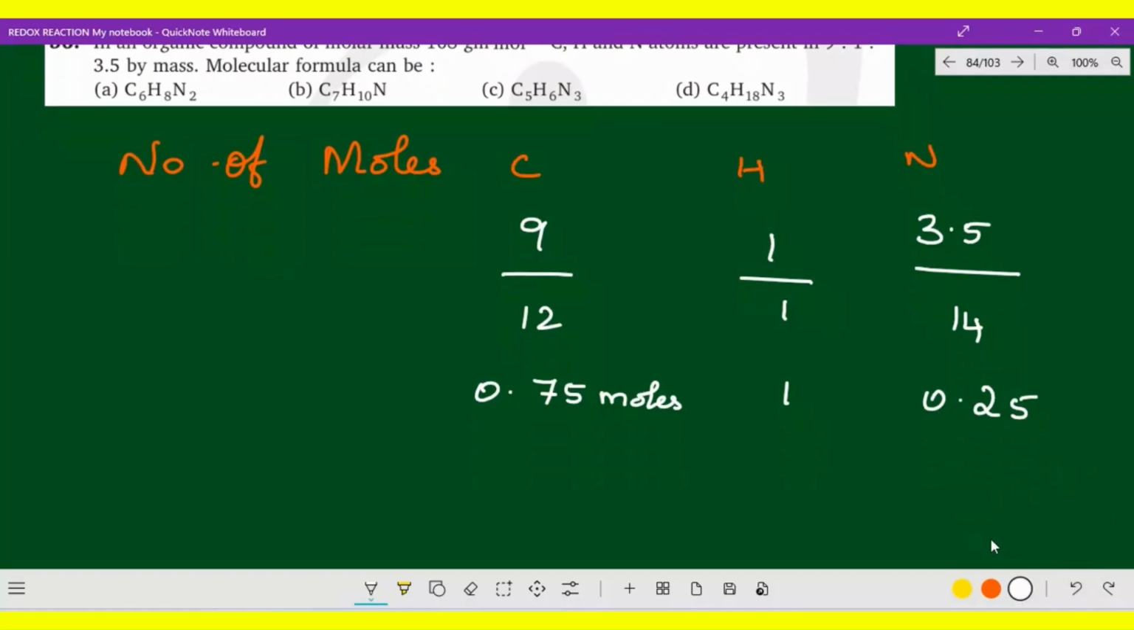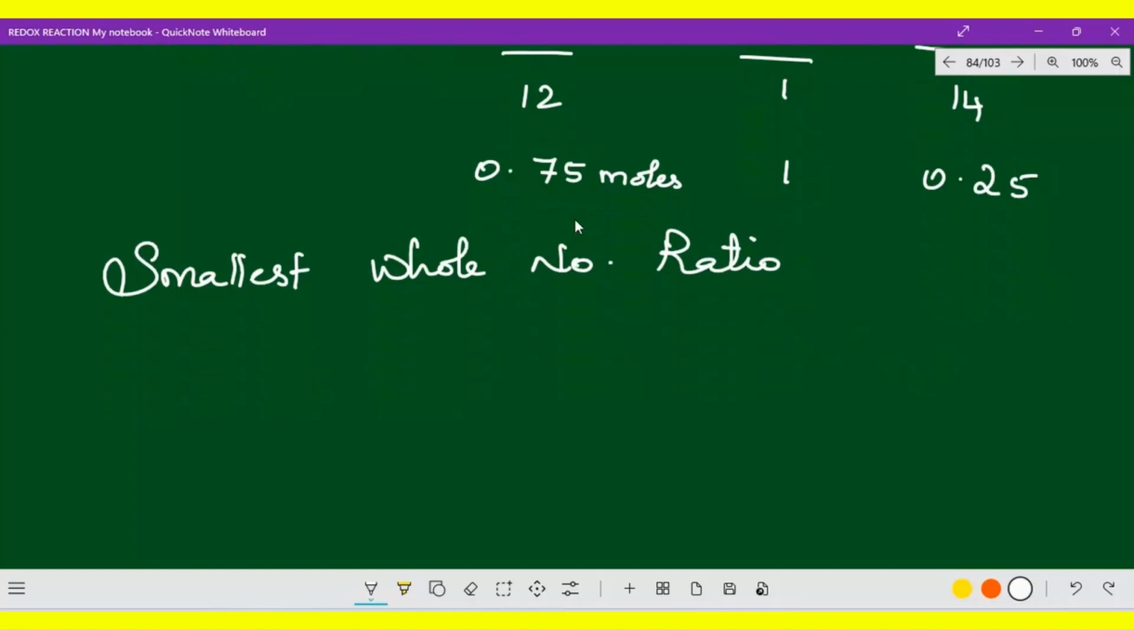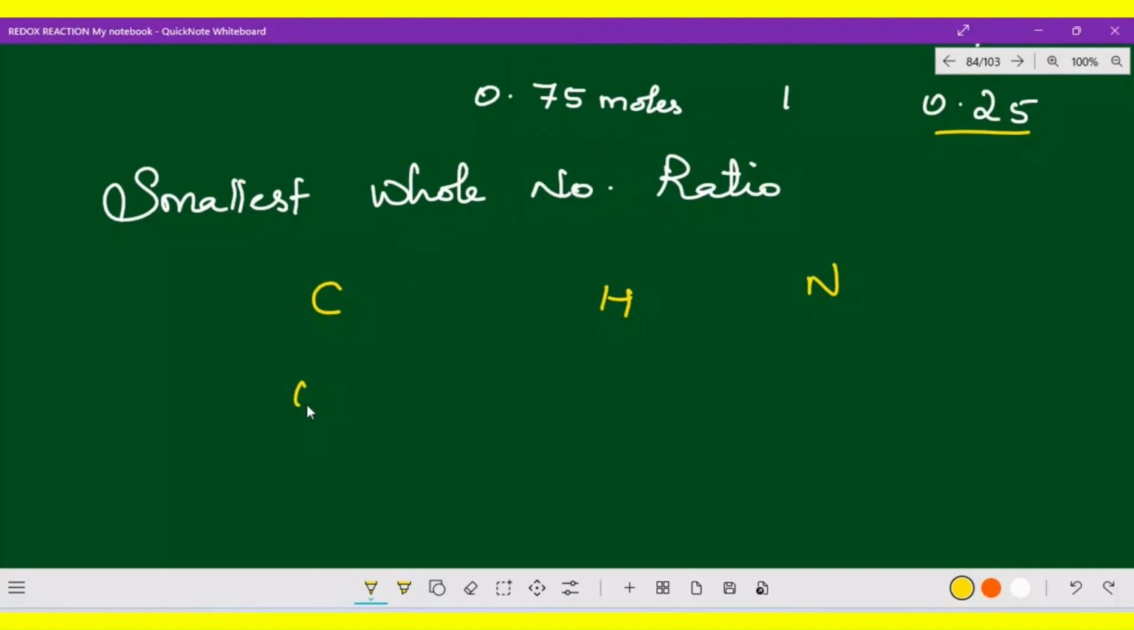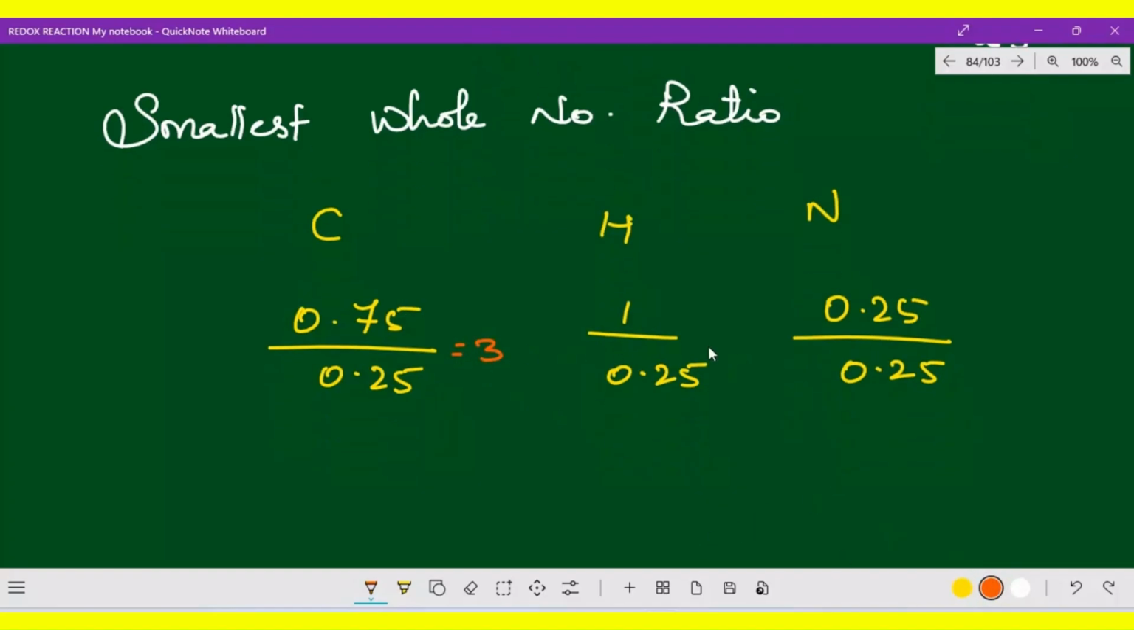Right now here, smallest whole number ratio. Which is the smallest? This is only the smallest, 0.25. So for carbon, hydrogen and nitrogen, carbon is 0.75 divided by 0.25, hydrogen 1 by 0.25, and nitrogen 0.25 divided by 0.25. So how much will you get? The first one is 3, here you will get 4, and here you will get 1. So carbon 3, hydrogen 4 and nitrogen 1.